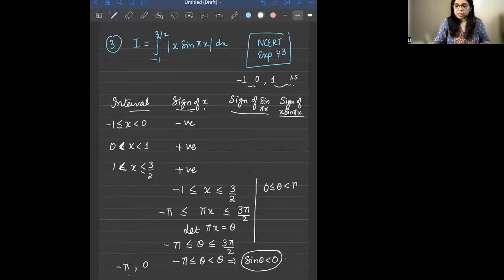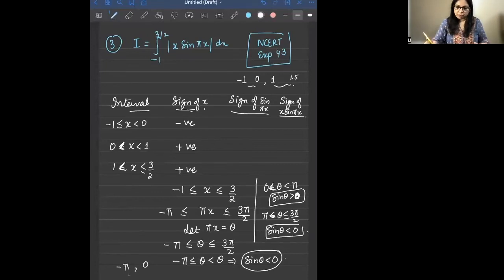0 टू पाई इज फर्स्ट एंड सेकंड क्वाड्रेंट, तो उस केस में साइन थीटा जो होगा वो होगा पॉजिटिव, ग्रेटर देन 0. एंड पाई टू 3 पाई बाय 2 के बीच में जब हम इंटरवल्स लेंगे तो उस केस में 3 pi by 2 is pi to 3 pi by 2 is third quadrant. Third quadrant में sin theta is negative.